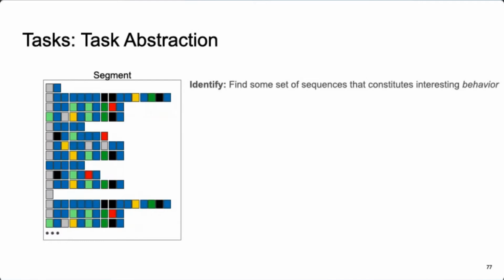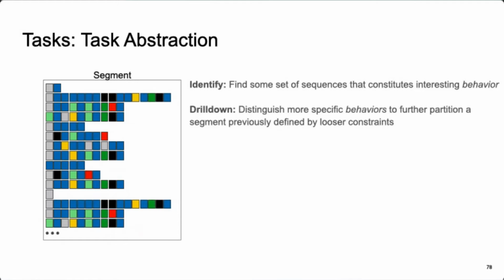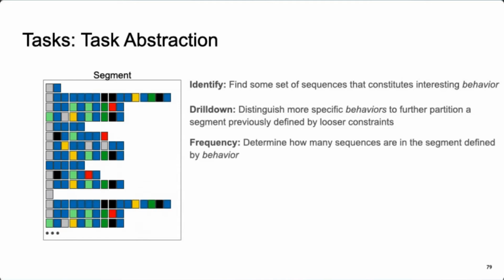So the idea is, what if you want to somehow take this huge, messy data set and find some segment that has interesting behavior, right? Well, that's a very general idea. What might that mean? So typically what you might do is you start with an entire, say, very large data set, and you want to refine down and get smaller and smaller segments until you get something that's both interesting and manageable. So you could distinguish more and more specific behaviors to partition the original segment down into something that is actually more tightly constrained. So you go from loose constraints to tighter constraints to see if you find something interesting.